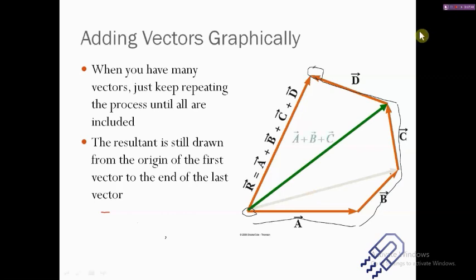So this, if we consider, will be A plus B plus C. I think that is very clear. This is A, this is B, this is C. So if you are drawing a resultant vector here, this is A plus B plus C.